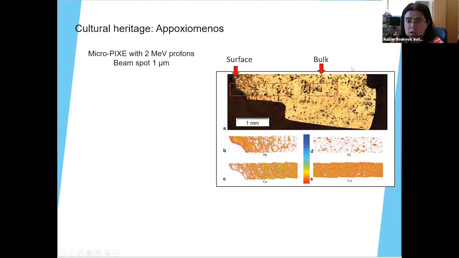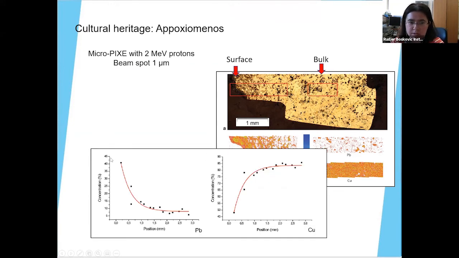Here is the bulk. And we performed the micro-PIXE analysis with 2 MeV protons and a beam spot of 1 micrometer. So basically we scanned these regions to see, from the elemental maps, how lead, copper, and tin behave going from the surface to the bulk region of the sample.